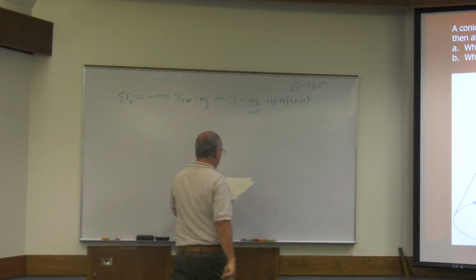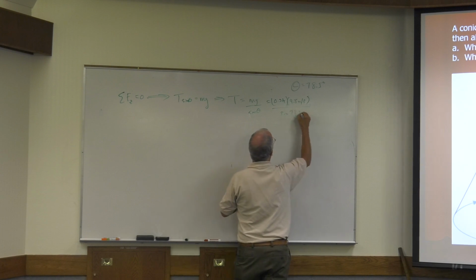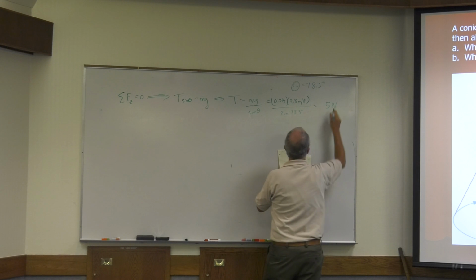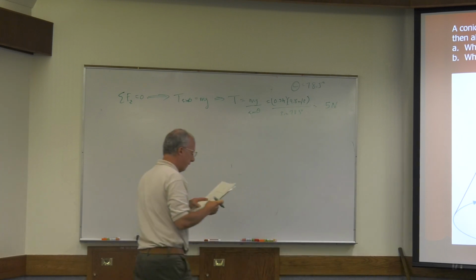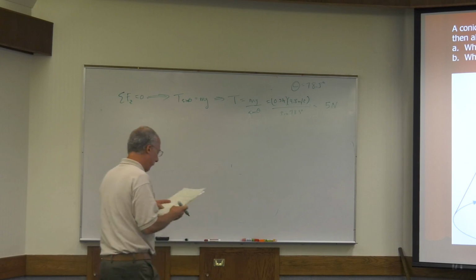Okay, so sine is 78. You know, just look it up. And that equals 5 newtons. So there's our tension, 5 newtons. Now we want to get the angular speed in RPM.